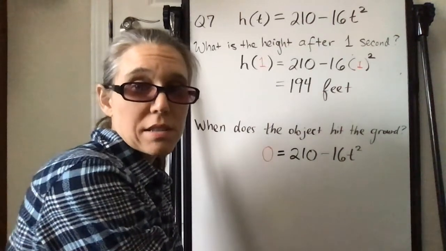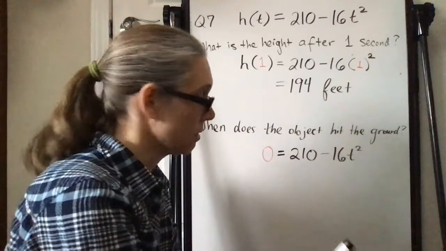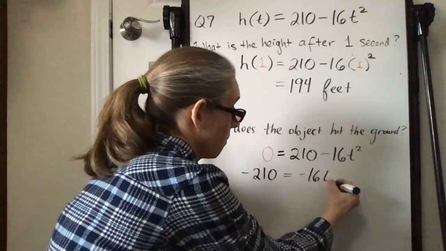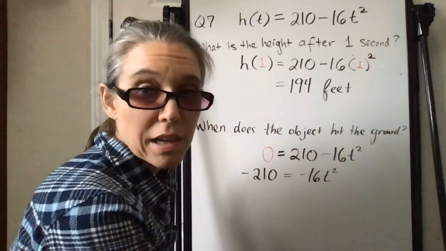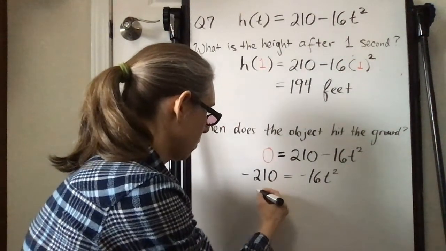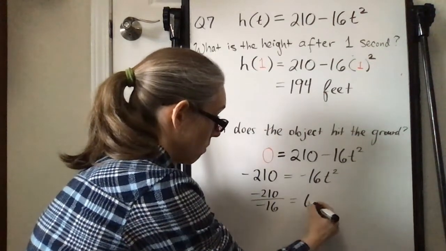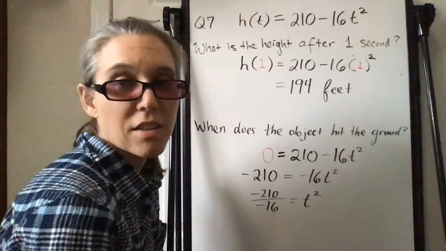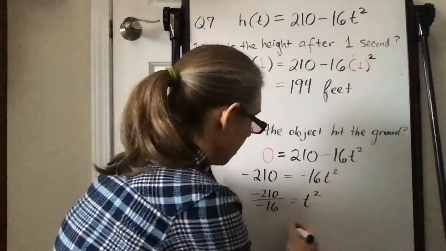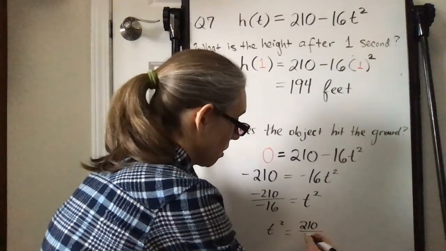So what I want to do is to get the perfect square by itself by first subtracting 210 from both sides. Then divide both sides by -16. Of course, a negative divided by a negative is a positive. So this is the same thing as t squared is equal to positive 210 over 16.